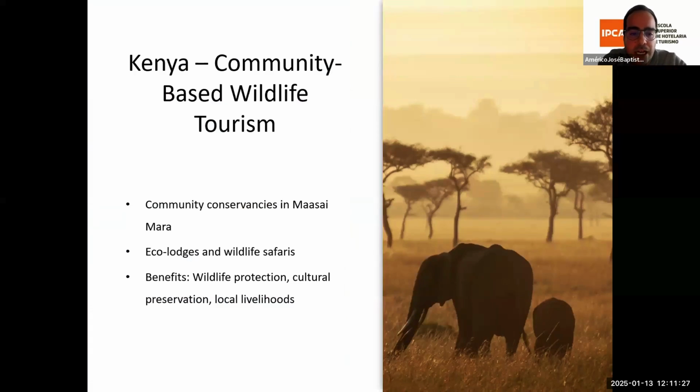Kenya, community-based wildlife tourism, like eco lodges and wildlife safaris. The main benefits are wildlife protection, cultural preservation, and local livelihoods.